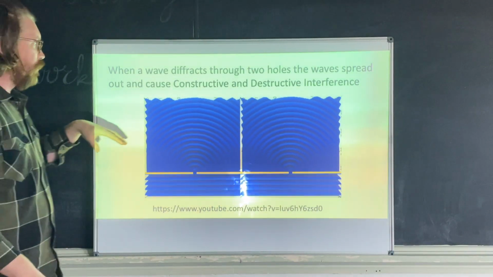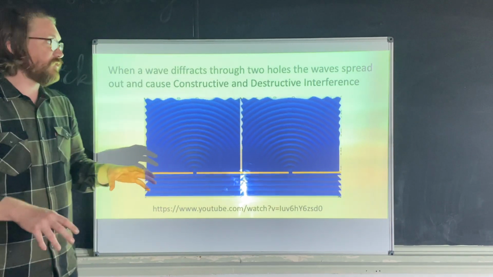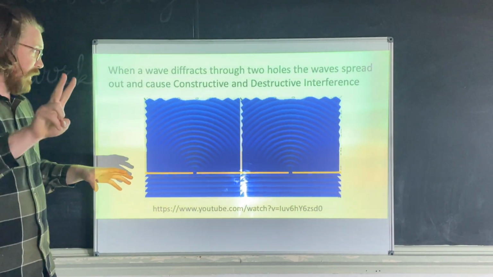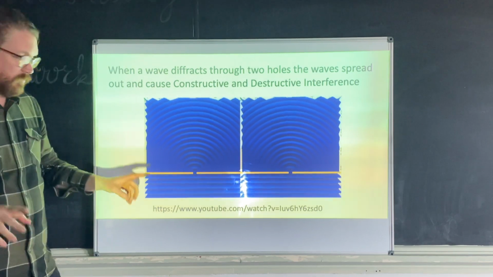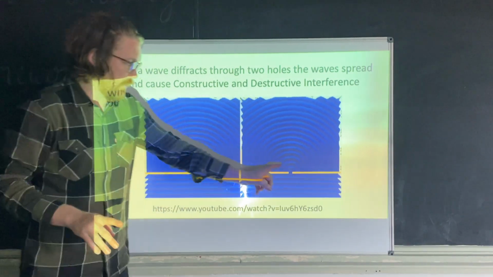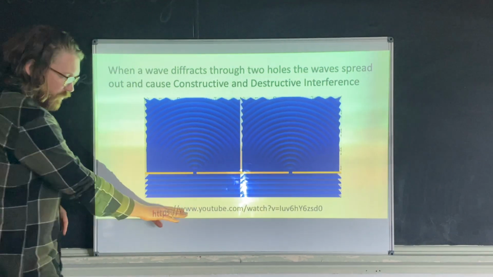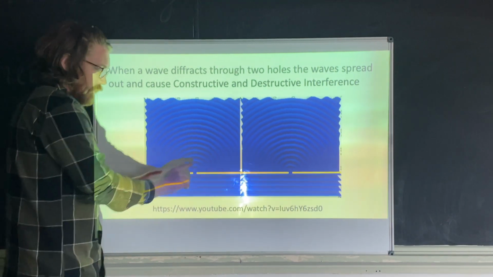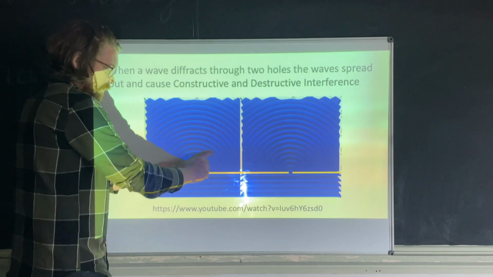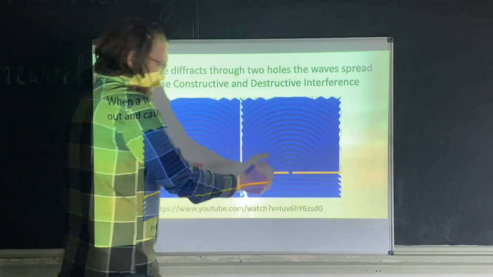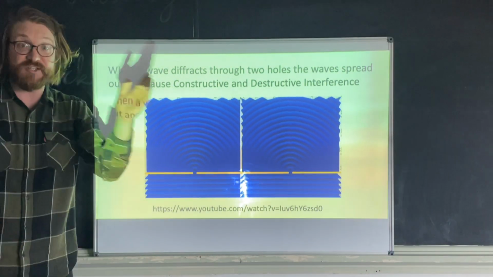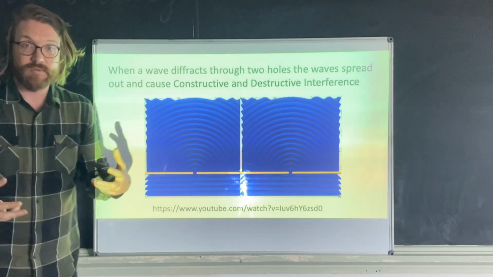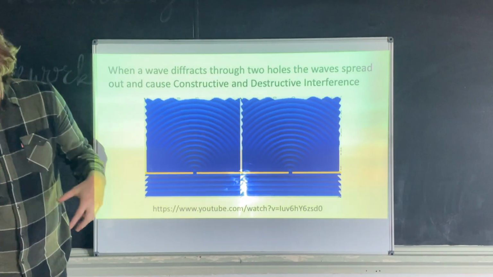Okay, so when a light wave diffracts through two holes, okay, the waves spread out. Okay, so we have opening number one and opening number two, right? The waves are coming in straight, they hit the opening and they bend. Well, if these waves start to bend out and these waves start to bend out, eventually the waves are going to hit each other. And when they do, we get interference, okay?